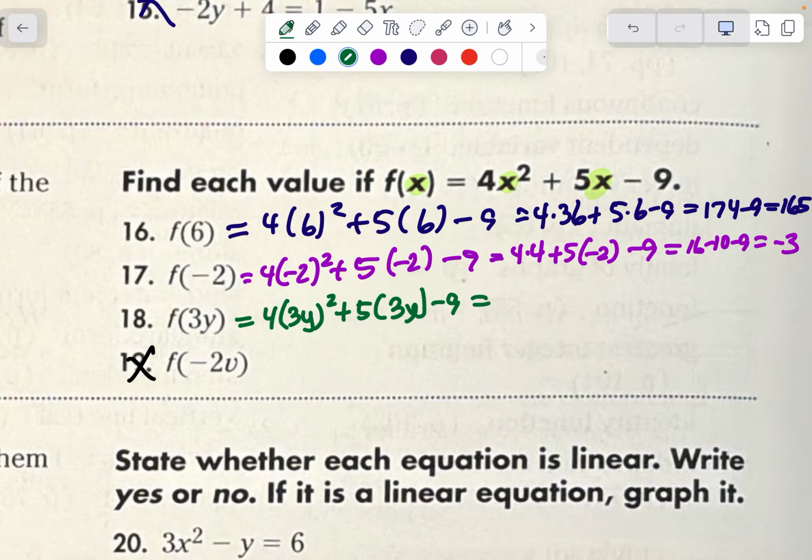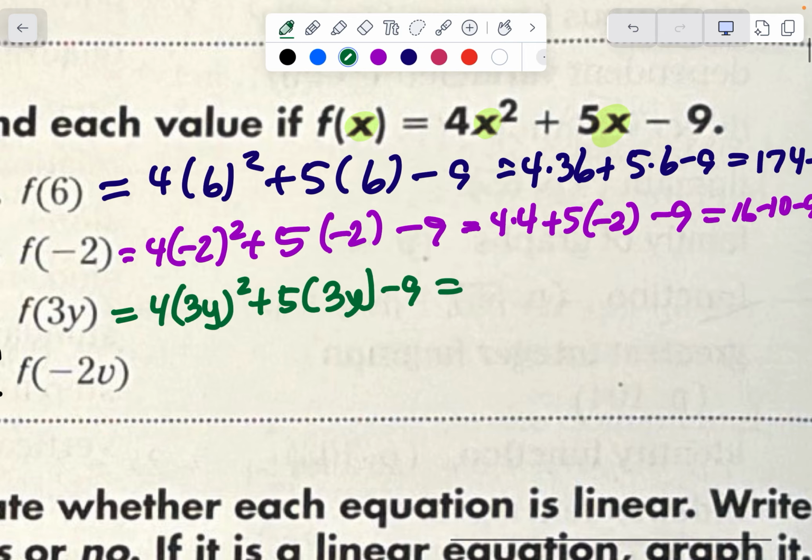Okay? Now, let's go down the list, order of operations. When we have an expression in there, we have a little bit more things to worry about. (3y) squared means 3y times 3y. Multiply each piece by itself. 3 times 3, you're squaring the 3. Y times y, you're squaring the y.